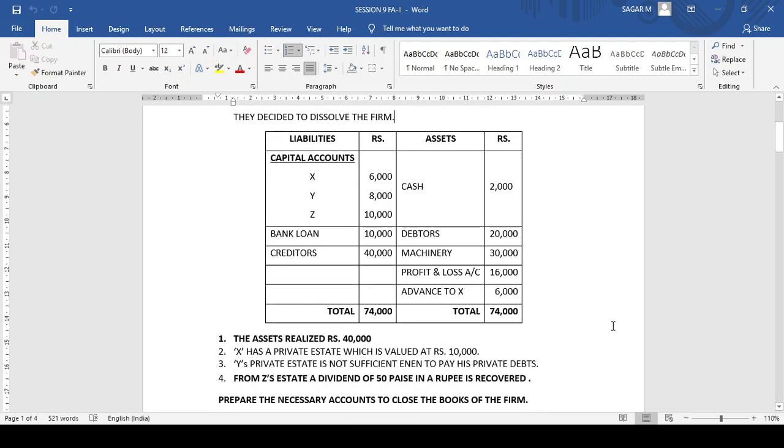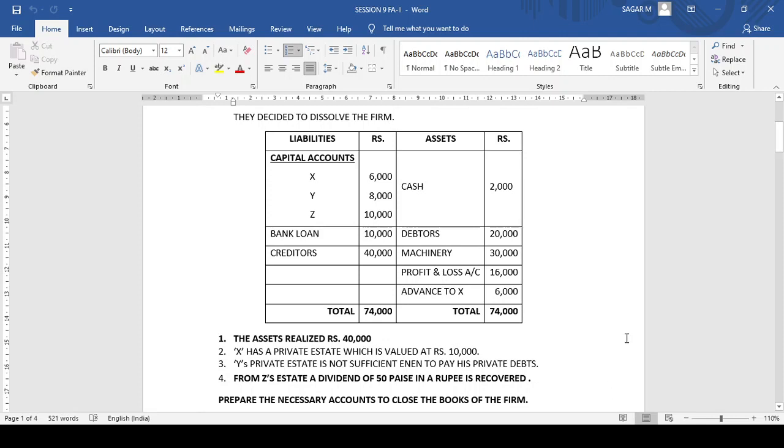Further, the assets realized, I mean to say all the assets have realized 40,000 rupees. X has a private estate which is valued at rupees 10,000. Y's private estate is not sufficient even to pay his private debts. And point number 4, from Z's estate, a dividend of 50 paisa in a rupee is recovered. So they are asking us to prepare the necessary accounts to close the books of the firm.